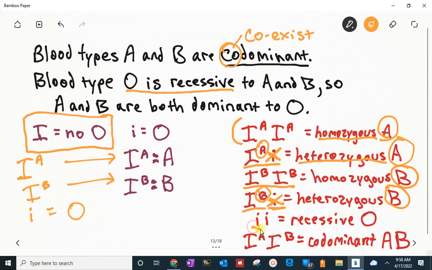Or both of these alleles in the genotype could both be for recessive O, and that's when you actually get blood type O. Or you could have one dominant A and one dominant B, and since these are both dominant, they end up blending together, or morphing together, in a codominance of blood type A and B.